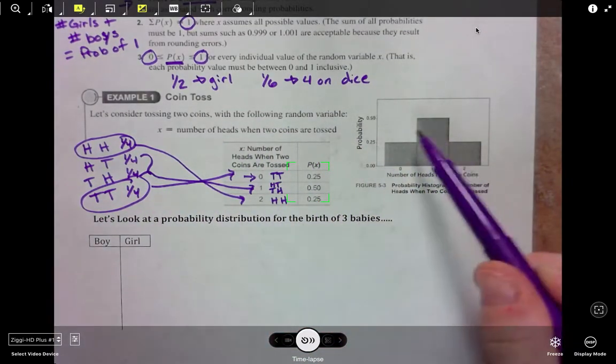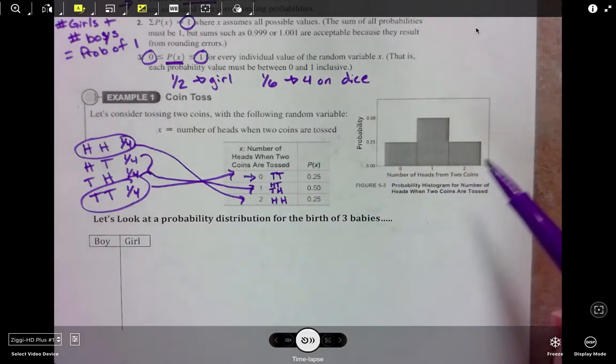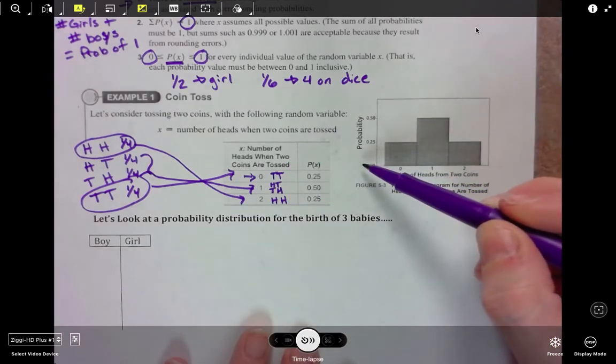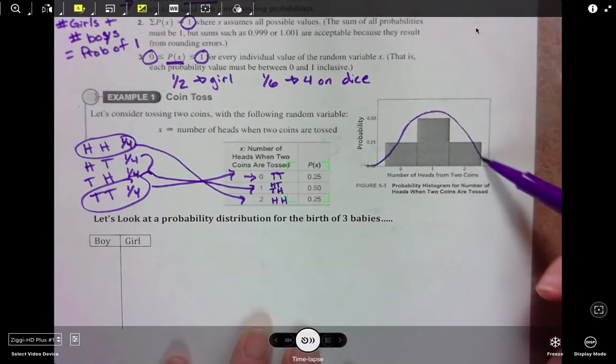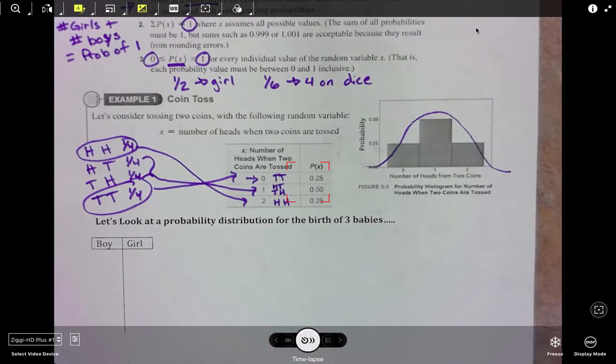If we draw a probability histogram of what that looks like, you're going to see that more and more, the more times I flip the coin, the more that starts to look like a bell curve. That's the direction that we're heading, because we're going to start analyzing bell curves in the coming chapters, and behavior that happens with those bell curves. So that's what my probability distribution looks like.